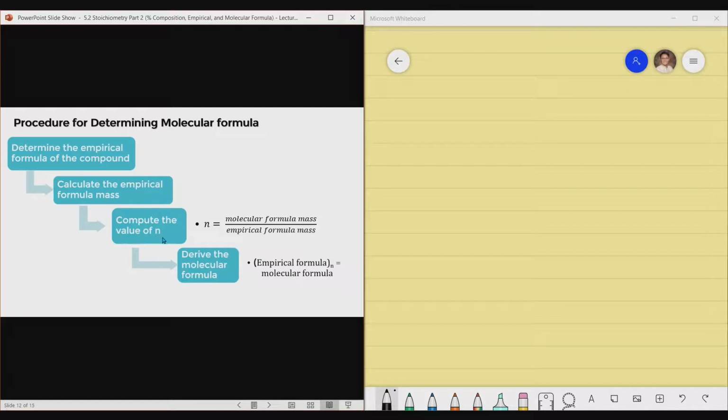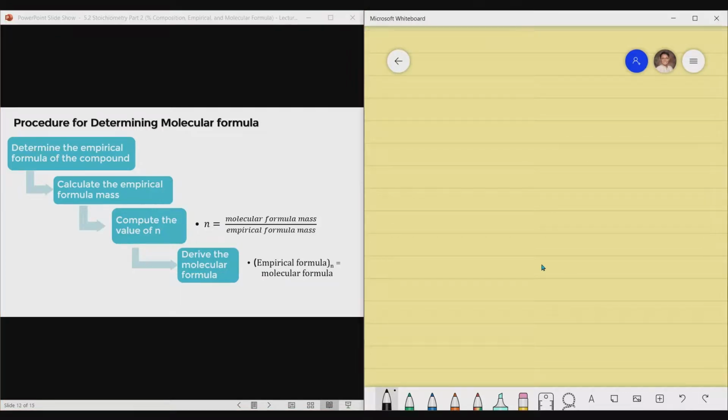Next, compute for the value of N. N is equal to molecular formula mass over empirical formula mass. The numerator is most of the time provided or given, so you just need to compute the denominator. Then derive the molecular formula: take the empirical formula from the first step and multiply its subscripts by N, the value from the third step. That will be your molecular formula.